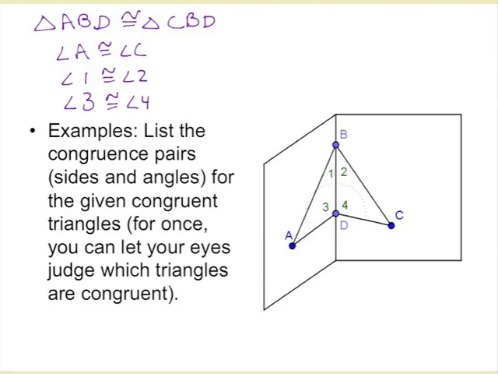For side pairs, we can just grab them right from our names. AB, CB. Second pair, BD, BD. And outside pair, AD, CD.